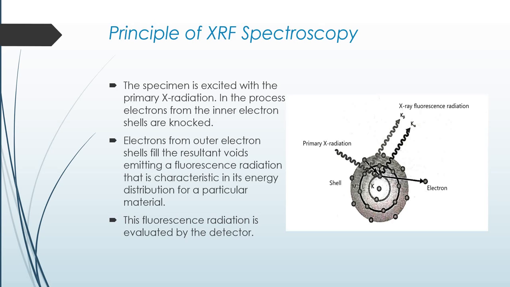The generation of the X-ray fluorescent radiation is shown simplified in the figure. One electron from the K shell is knocked out. The resultant void is filled by either an electron from the L shell or an electron from the M shell. In the process, the K alpha and K beta radiation is generated, which is characteristic for the particular material.